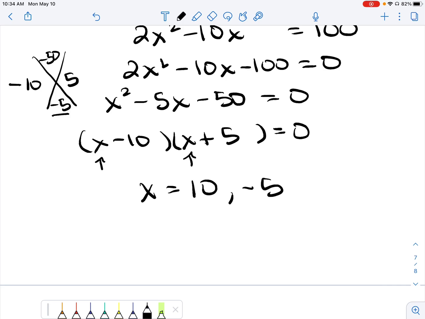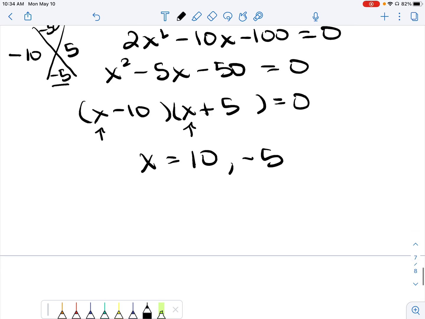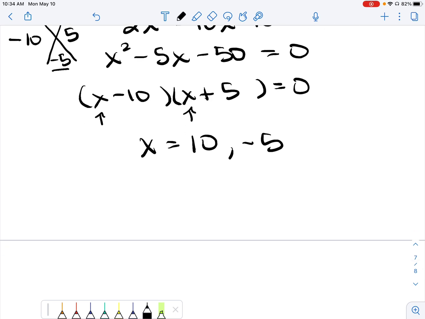Now, you definitely have to plug this in. When you plug it in and check your work, you're going to find out that negative 5 is an extraneous solution. It's not going to work out. So our only solution here is going to be x equals 10.